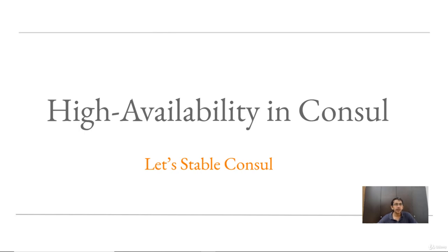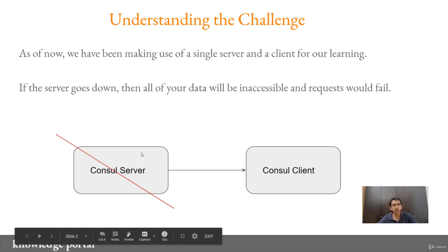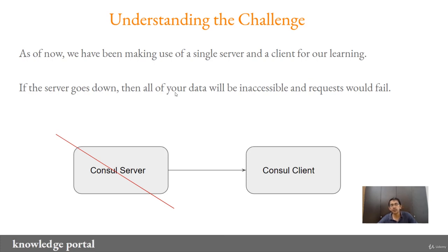Now in today's video we'll be discussing high availability in Consul. So as of now we have been making use of a single Consul server and a single client for our learning purposes. However, we already know that if this server goes down, then all of your data will be inaccessible and any request that you make related to DNS and everything would fail here. So this is not a very optimal setup for production environments.